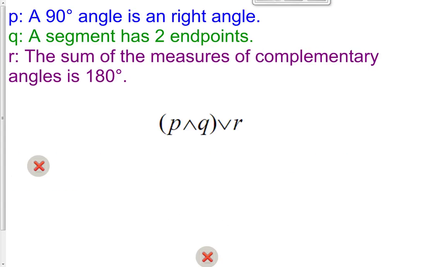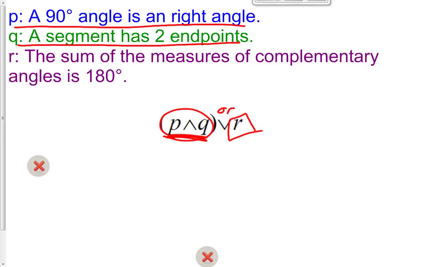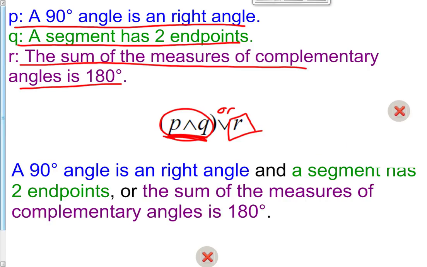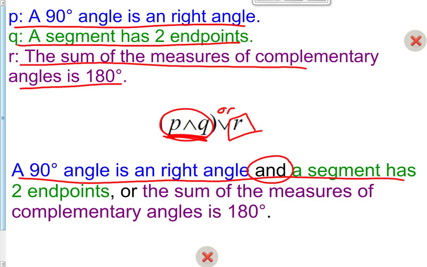Okay, here's a double whammy. We're saying in parentheses here, P and Q or R. So here's the first part of my compound statement, and then here is the second part. So P and Q, and then we're going to write or, right here, or R. So if a 90-degree angle is a right angle, and a segment has two endpoints. So this is the first part of the statement.